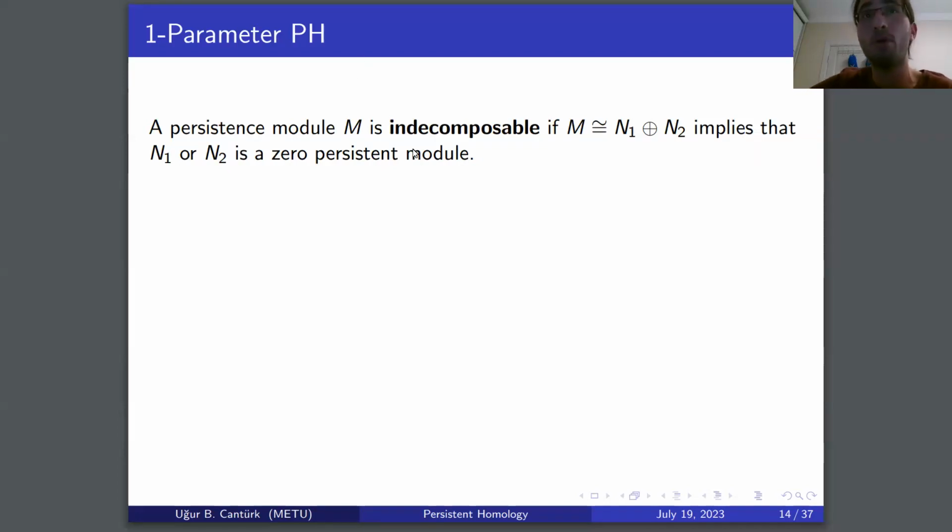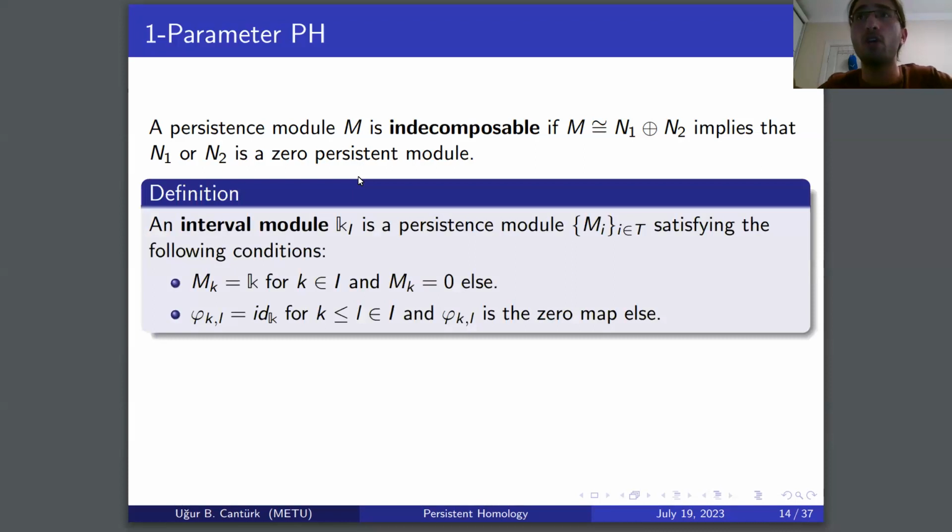We say that a persistent module is indecomposable if, whenever M is isomorphic to M1 direct sum M2, it automatically implies that M1 or M2 is a zero persistent module. And we define an interval module, which is written K sub I. Again, it is a persistent module, a collection of M sub i's, but it must satisfy two conditions. First, if your index is from your interval, then M sub k will be equal to K, where K is a field.